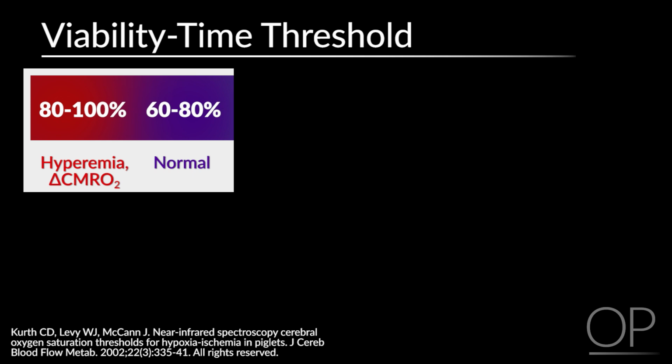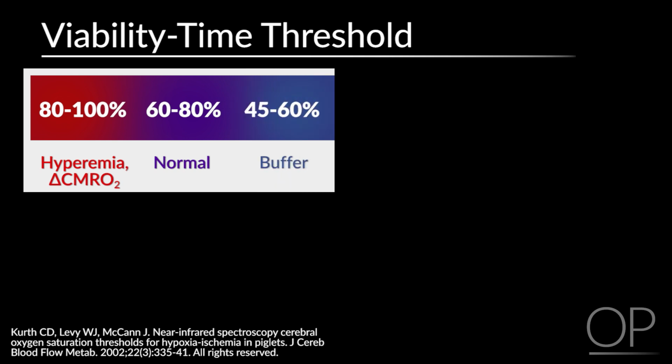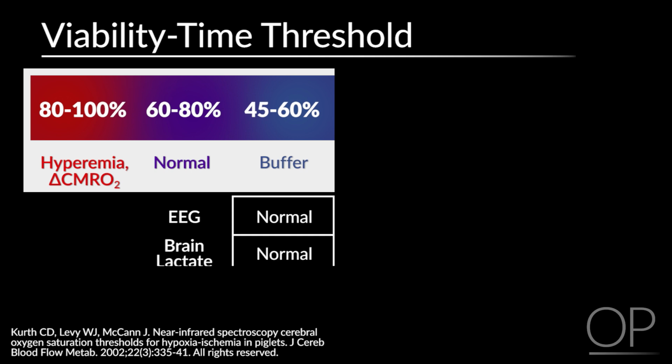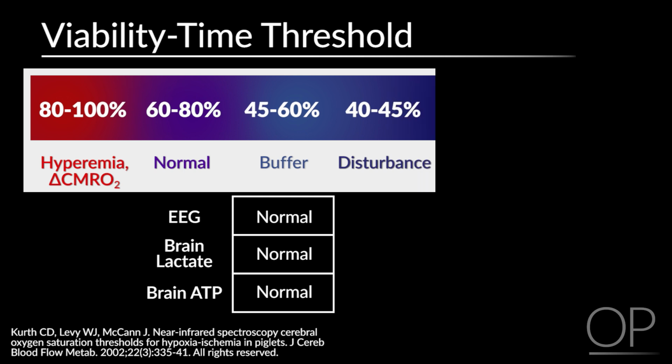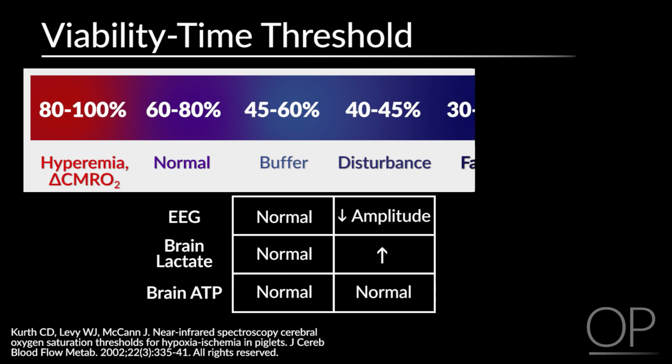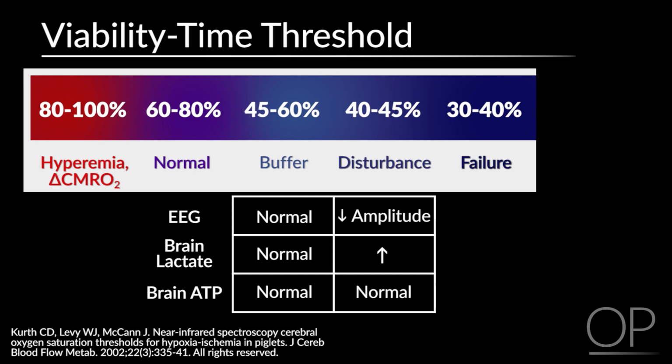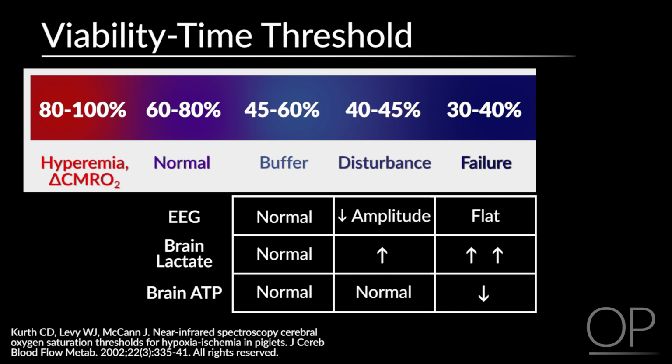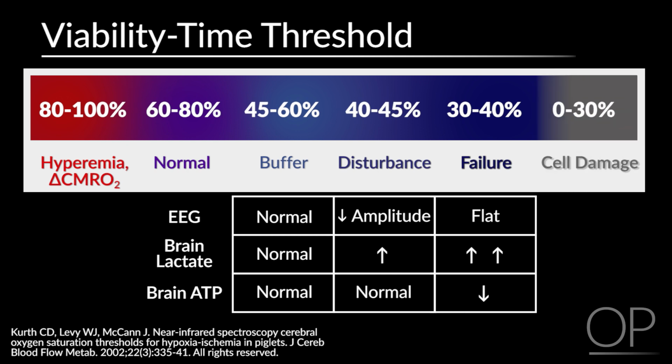Dean Kurth has referred to values between 45 and 60 as a buffer in which the EEG is normal and brain lactate and brain ATP are also normal. In the 40 to 45% range, you see a disturbance in that the EEG amplitude begins to decrease and cerebral lactate increases, but the ATP level is still normal. In the 30 to 40 range, you start to see energy failure in that the EEG becomes flat, brain lactate is further increased, and brain ATP is decreased. And below 30%, you have the potential for cell damage. So the range of 30 to 45% is considered the viability threshold, as I mentioned earlier.